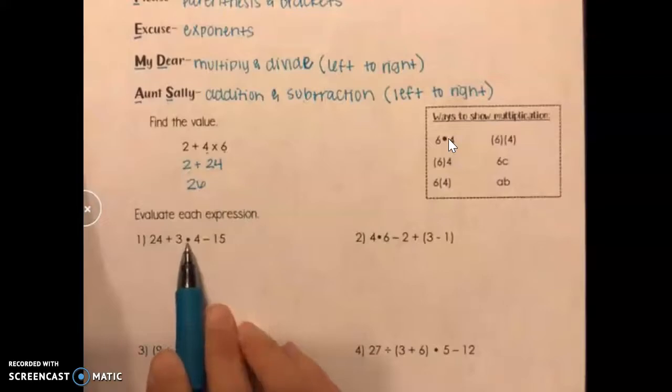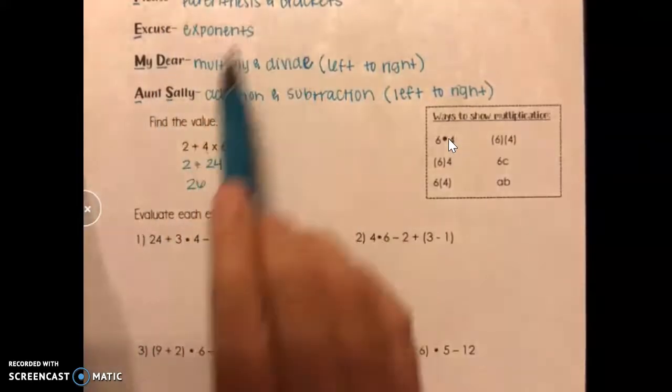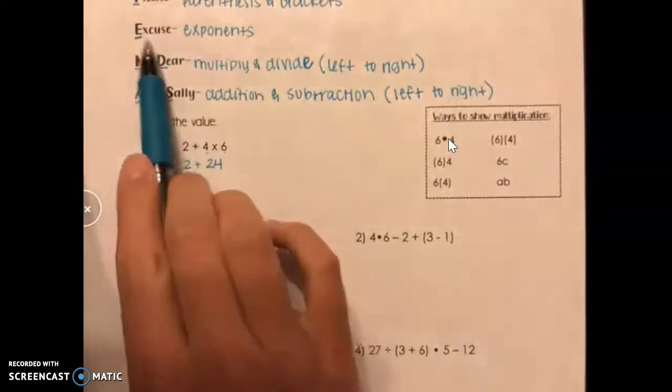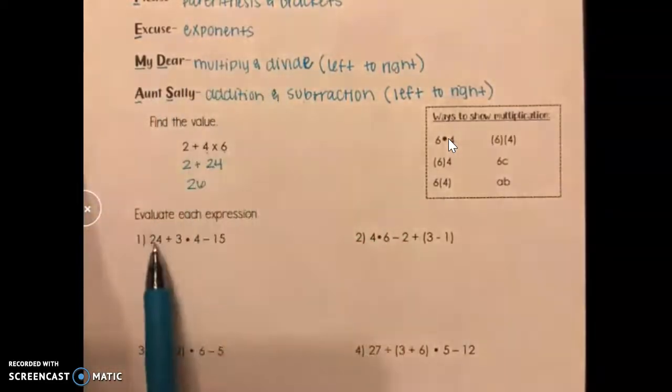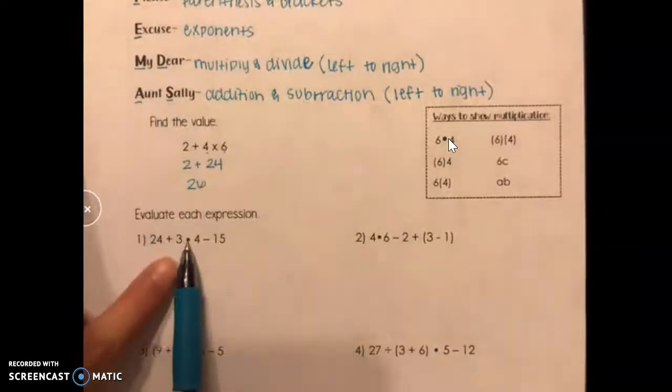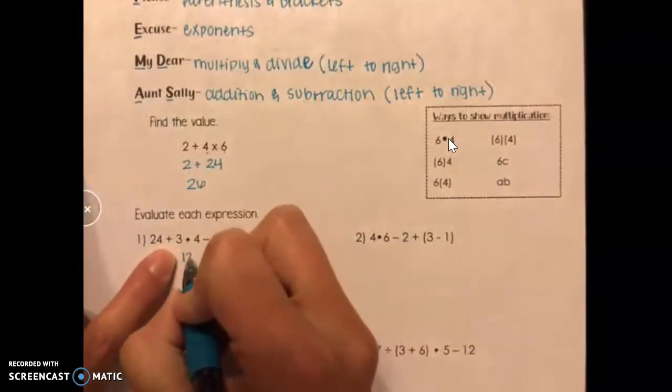Remember, this little dot means times, so 4 times 6 minus 15. Do I have any parentheses? No. Any exponents? No. Multiplying or dividing? Left to right. Multiplying. Okay, so let's go ahead and multiply. So 3 times 4 is 12.